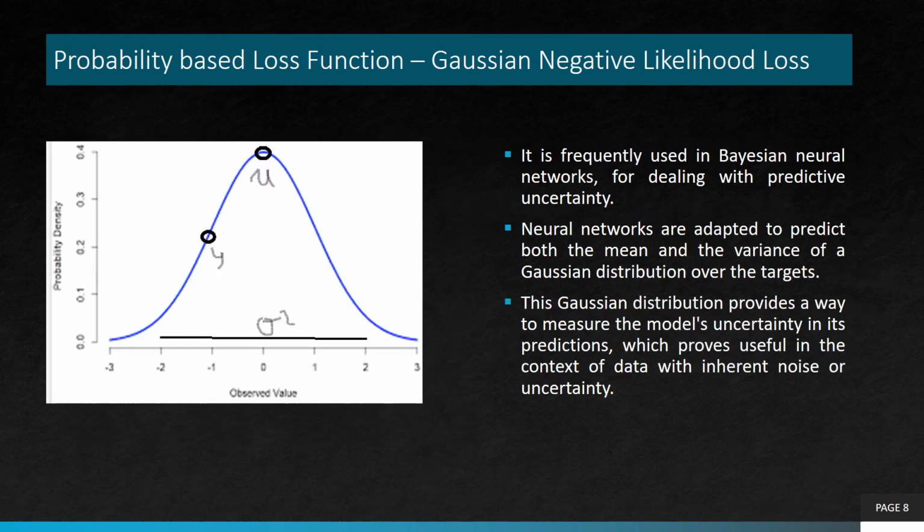The first probability-based function which we will introduce is the Gaussian negative log-likelihood loss. It is frequently used in Bayesian neural networks for dealing with predictive uncertainty. This loss assumes that the target follows a Gaussian distribution. Hence, the neural network is modified to predict both the mean and variance of this Gaussian distribution. This provides a way to model the uncertainty of the model's prediction. This can be useful to build a robust model and helps in better predictive capacity.